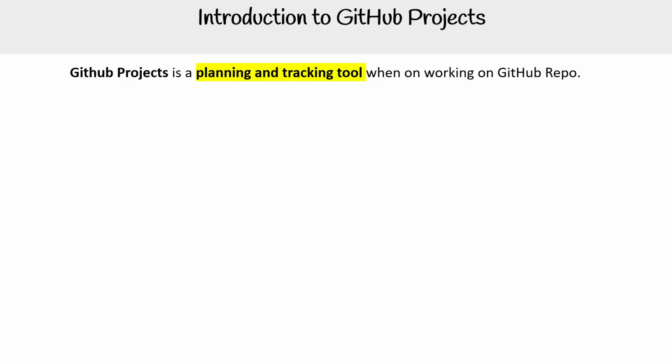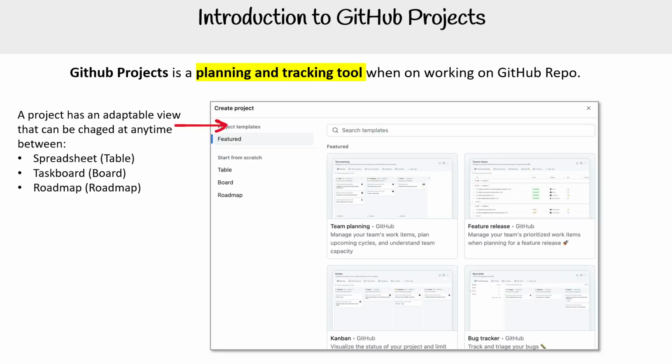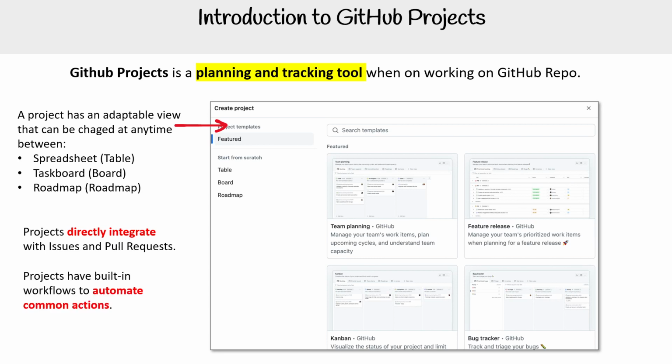GitHub Projects is a planning and tracking tool when working on GitHub repos, and a project has an adaptable view that can be changed at any time between a spreadsheet, a task board, and a roadmap. So that's kind of the screen where you choose what kind of view you want. Projects directly integrate with issues and pull requests. Projects have built-in workflows to automate common actions.